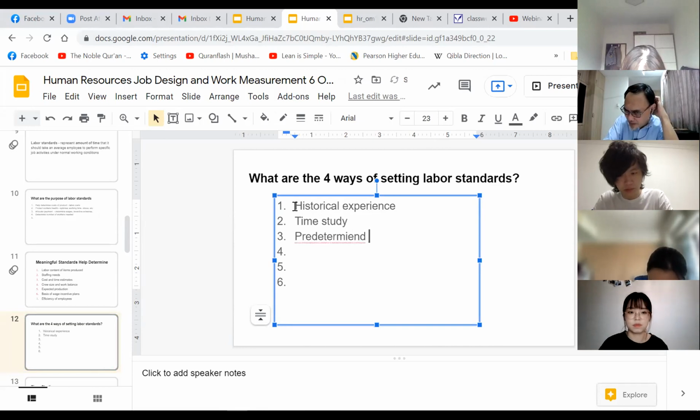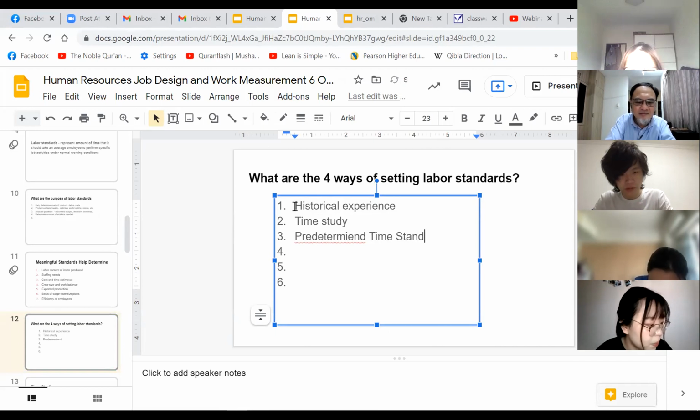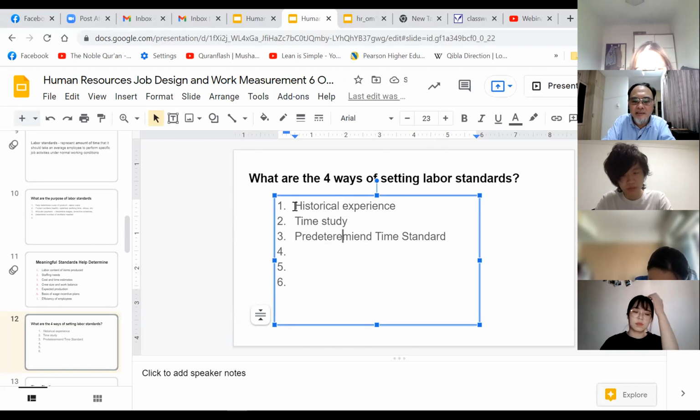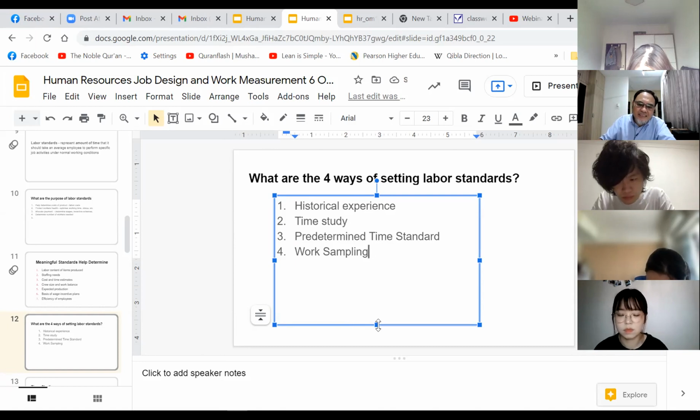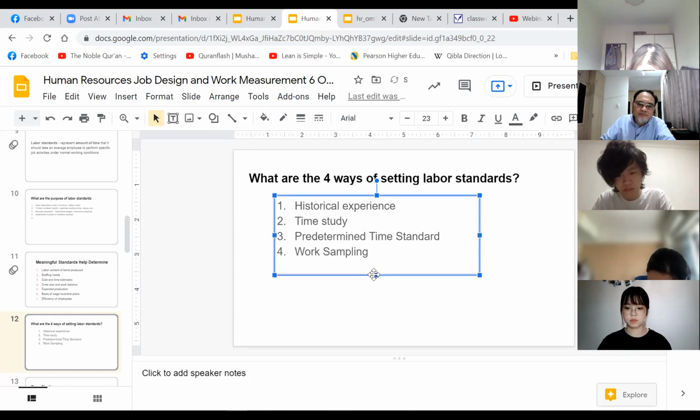Is it predetermined time standard? The book gives this. Predetermined time standards. Okay, so we're going to look at some of these. Determine. And finally, work sampling. Okay, so we're going to go through this. These so-called standards, right?